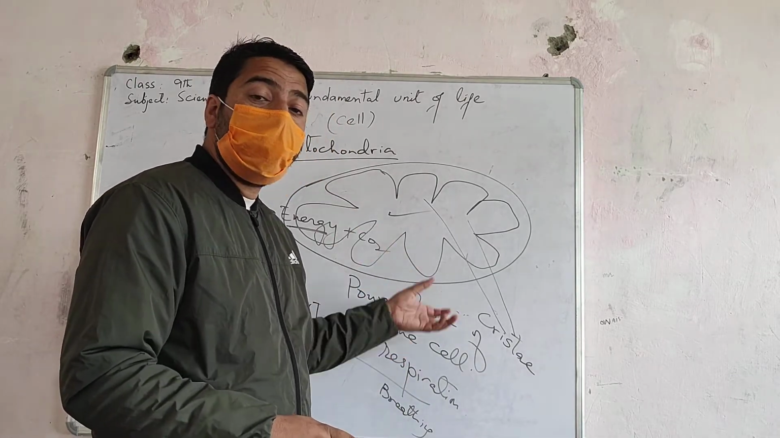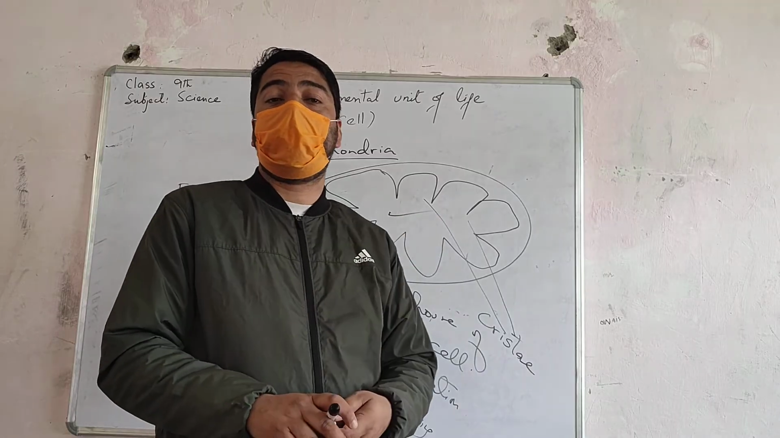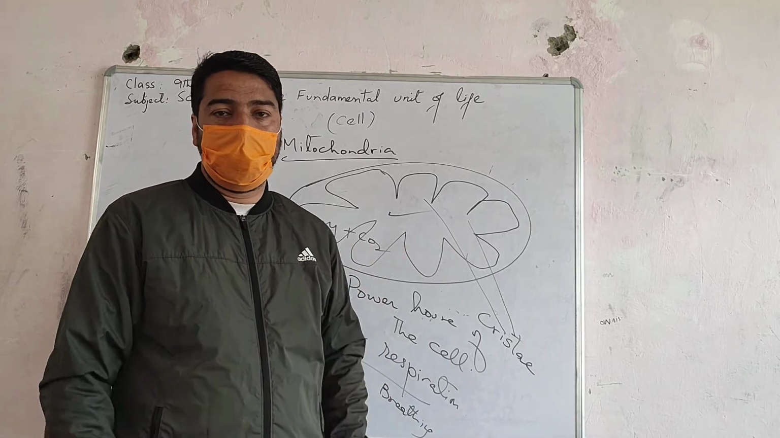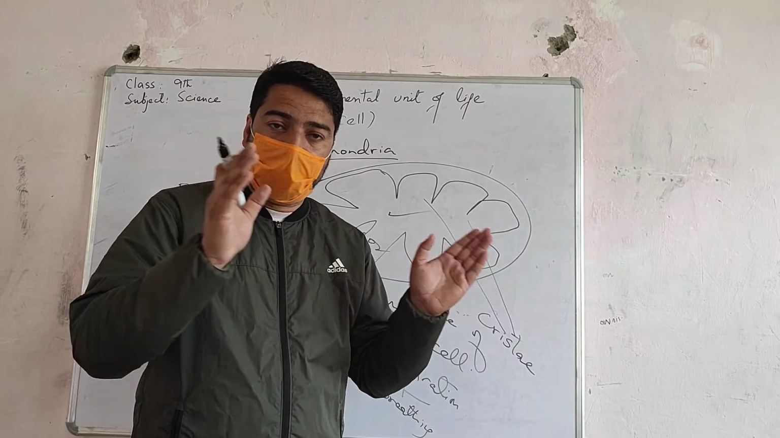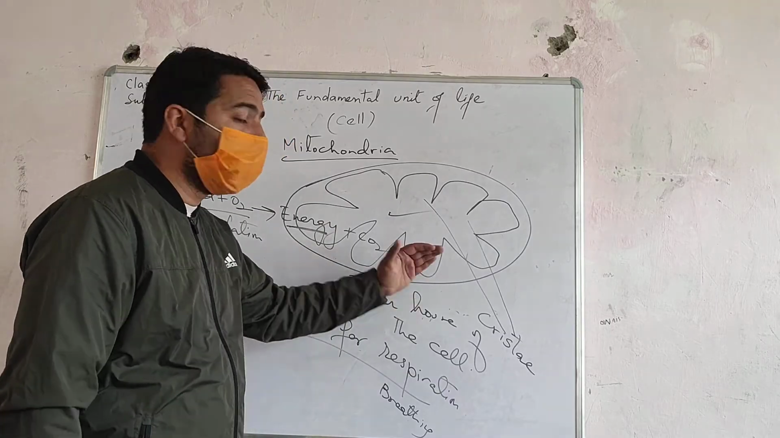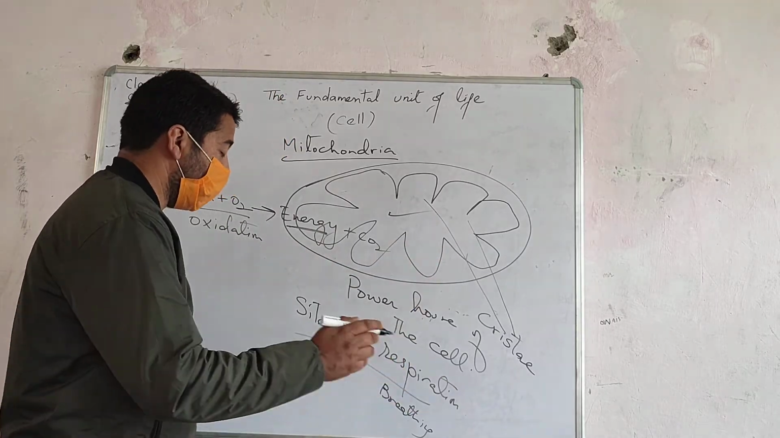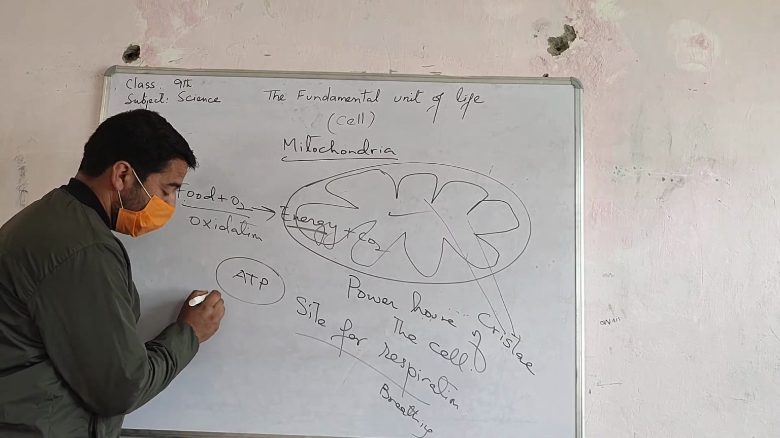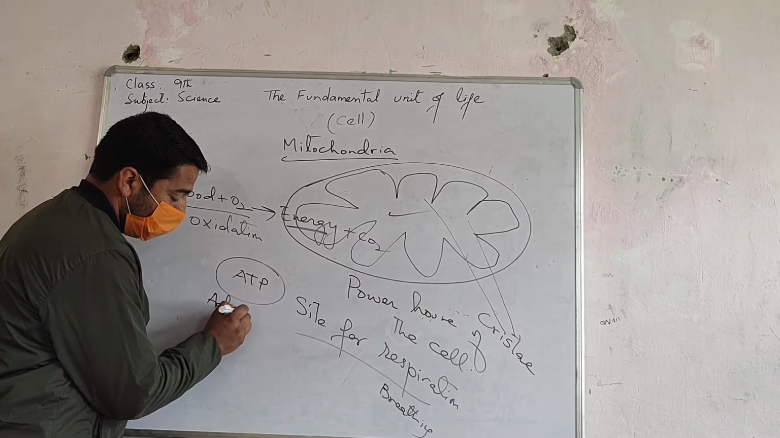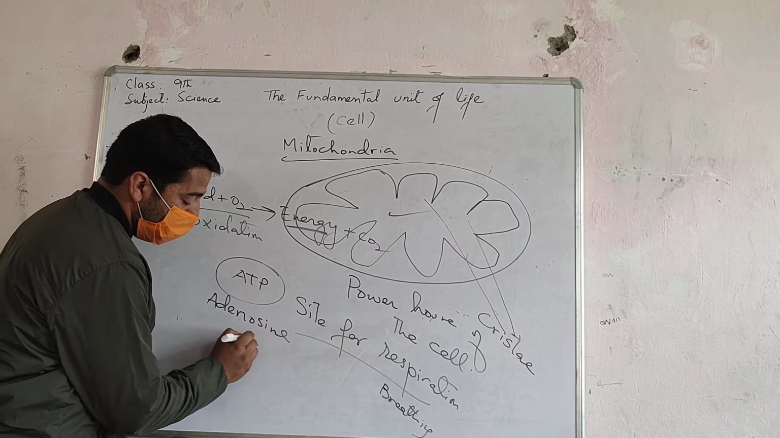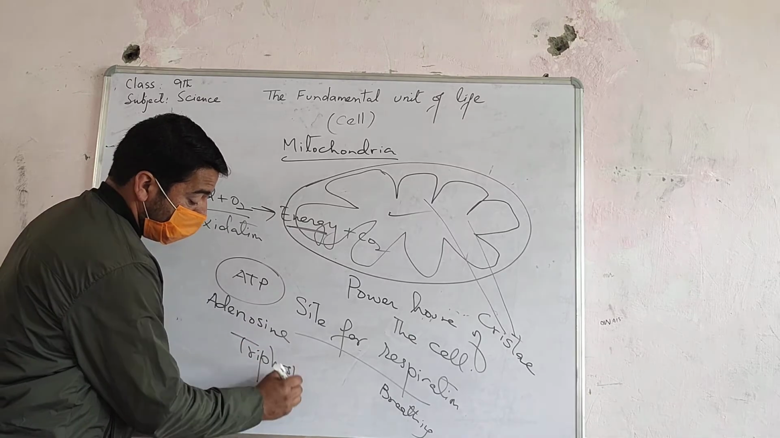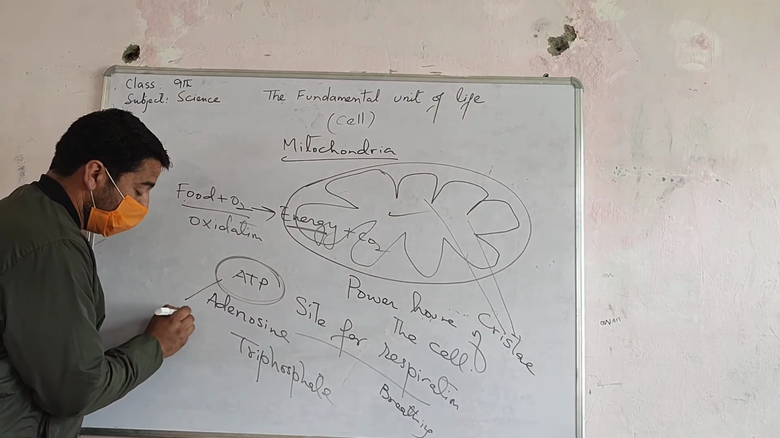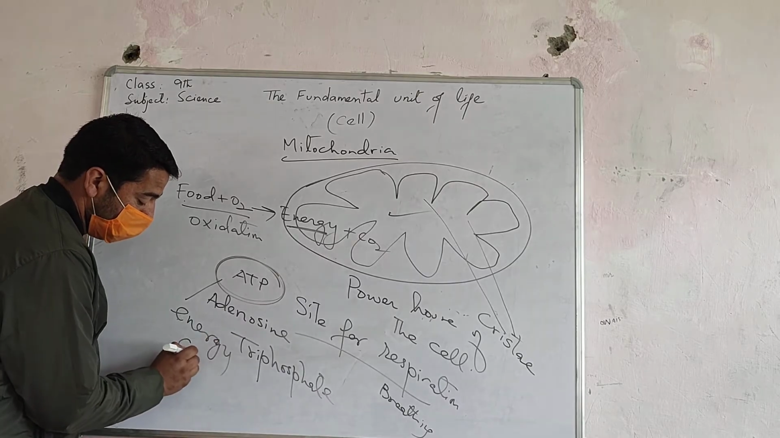So we need energy regularly to carry out these functions, to keep ourselves alive. For that, we need to store energy. All of the energy is not consumed in one go, so we have to store energy. And this energy is stored in the form of ATP. The full form of ATP is adenosine triphosphate. And this ATP is also known as the energy currency.